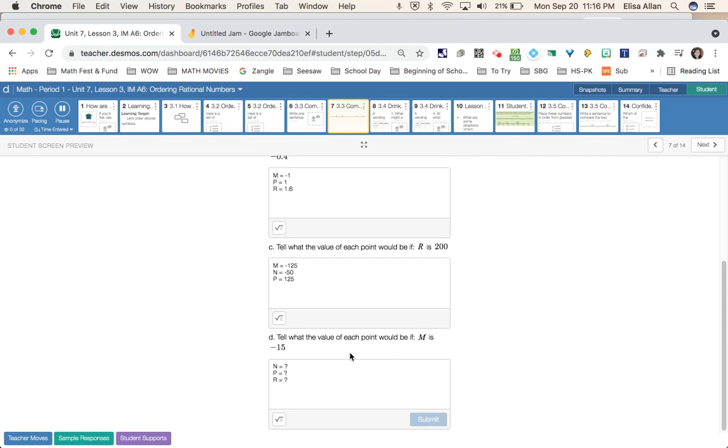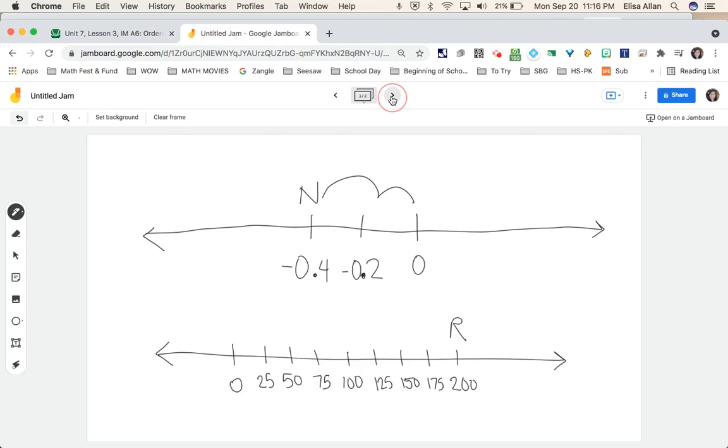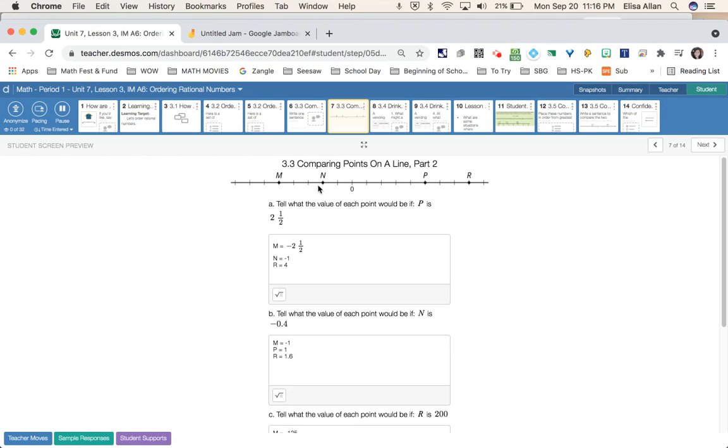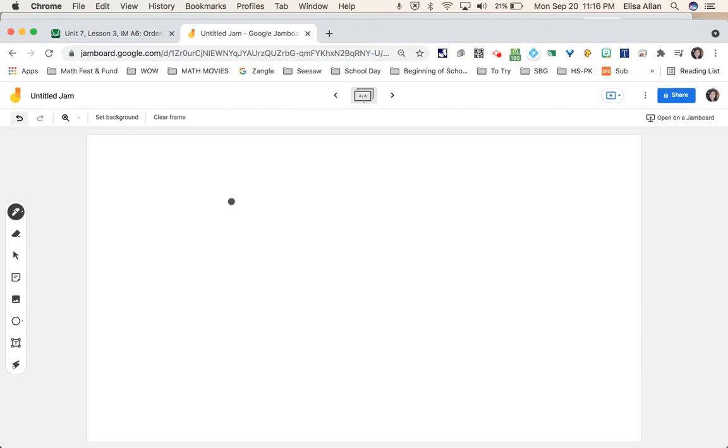Last one we're looking at here is to tell the value of each point if M is negative 15. So here, I'm looking for M. We just counted that M is 1, 2, 3, 4, 5 away. So if I'm drawing a number line to help me think through this, I'm going to start with 0. I'm going to go 5 away: 1, 2, 3, 4, 5. That's 5 jumps to get to M.